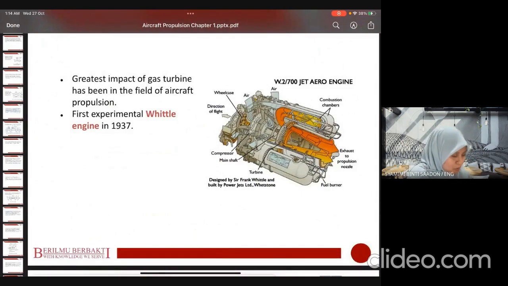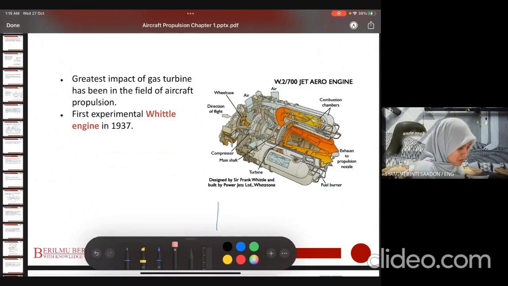I think most of you know about this. So we have the first, greatest impact of gas turbine: the application of gas turbine in aircraft propulsion. The first one we have is the Whittle engine in 1937, the jet aero engine, with air intake, etc.